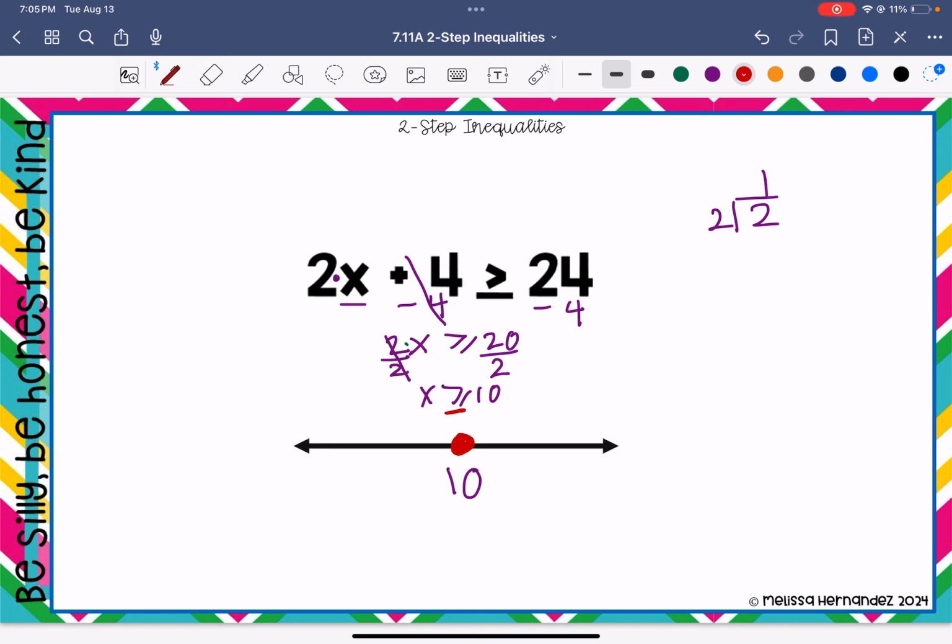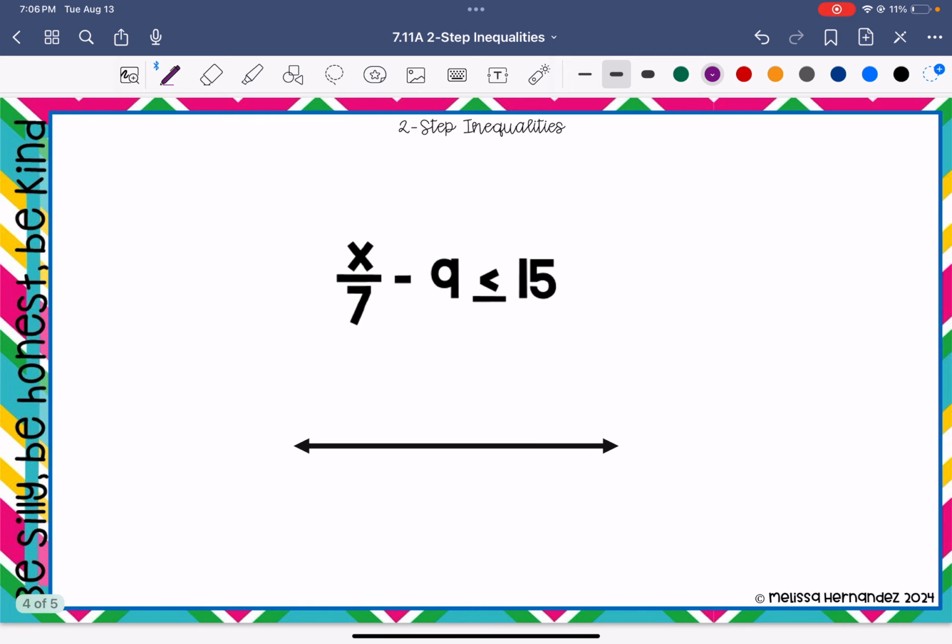Now we have to figure out what are all the possible answers. Well, can it be 9? Can it be 11? Yeah, it can be 11. Can it be 12? Is 12 greater than 10? Yes. Is 15 greater than 10? Yes. Is 9 greater than 10? Nope. 8 greater than 10? Nope. All the numbers are either 10 or greater. So if you notice, they're all going towards the right. So that's how it goes. And on STAR, you not only have to solve, but you have to graph it too.